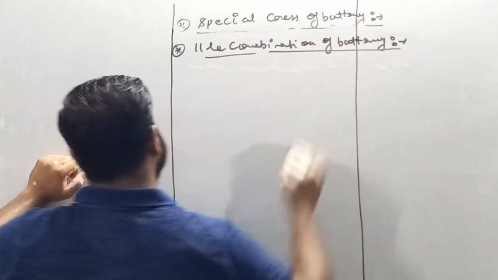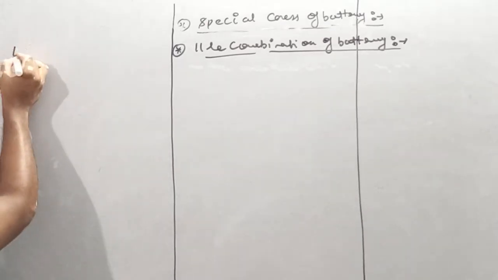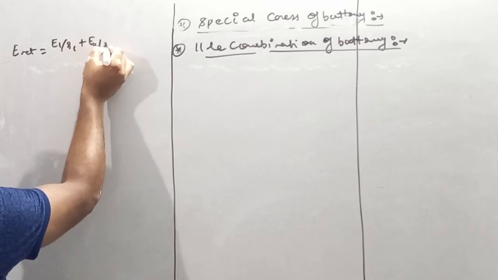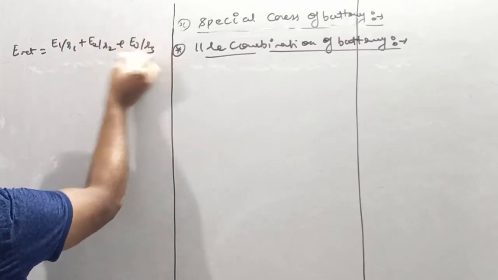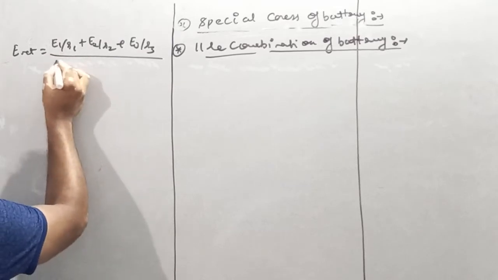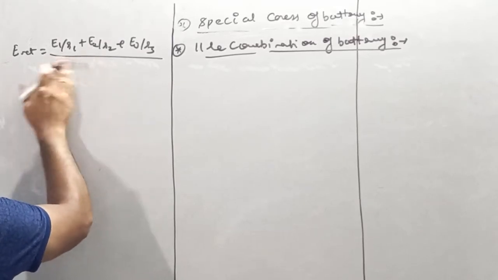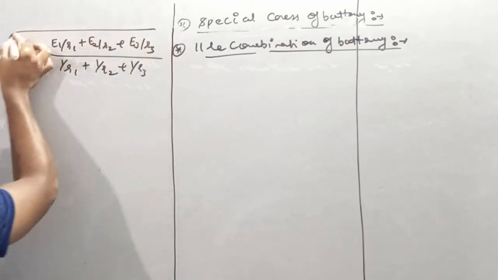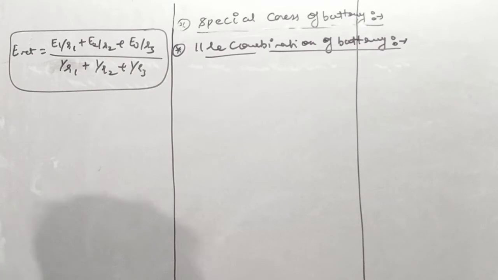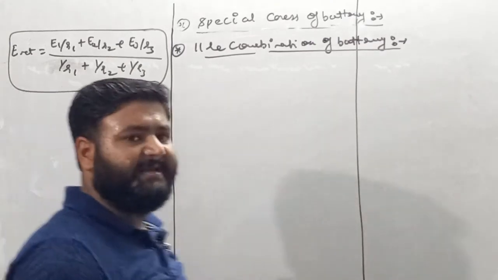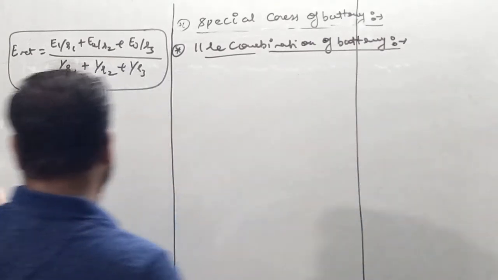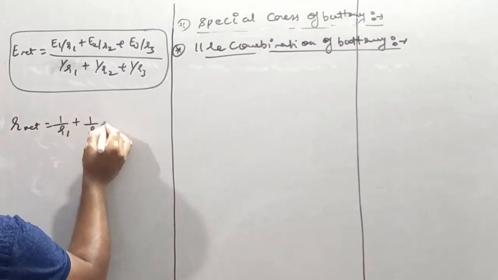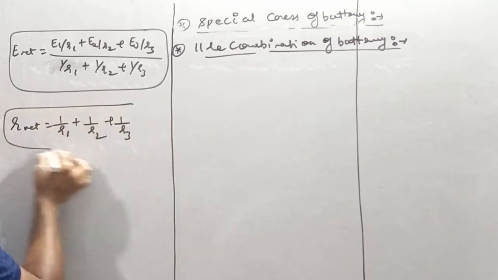In the last class, my dear student, we already discussed that E net in parallel combination is (E1 by R1 plus E2 by R2 plus E3 by R3) whole divided by (1 by R1 plus 1 by R2 plus 1 by R3). This is the value of E net when the batteries are connected in parallel to each other. Similarly, the value of 1 by R net becomes equal to 1 by R1 plus 1 by R2 plus 1 by R3 in parallel combination.